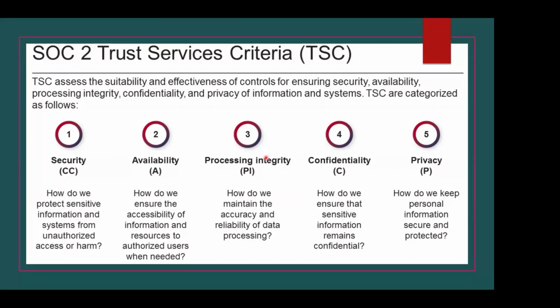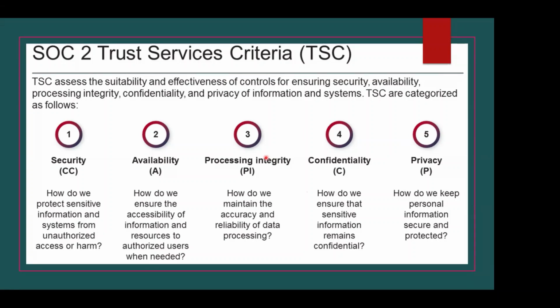The first criteria is called security. As the name says, security means how we are going to protect our sensitive information from unauthorized access and unauthorized disclosures. The second criteria is your availability. Most of you, I'm sure, who are in the security background, know what availability actually means, like how we can make sure information is available to the right people at the right time. So that is your availability criteria.